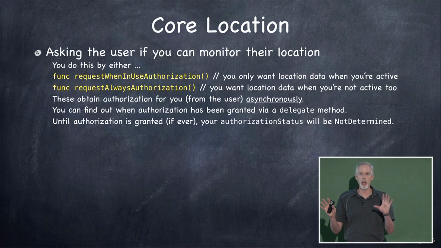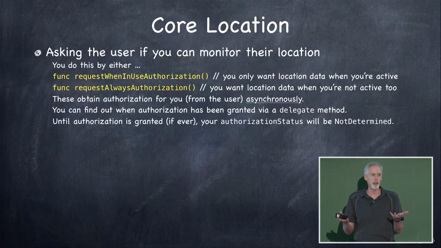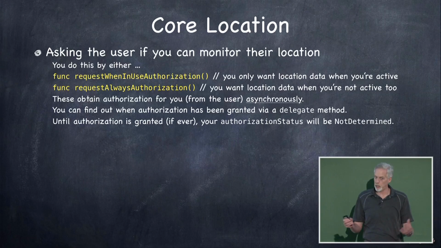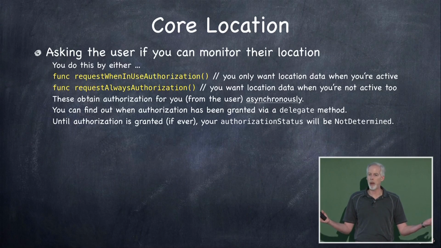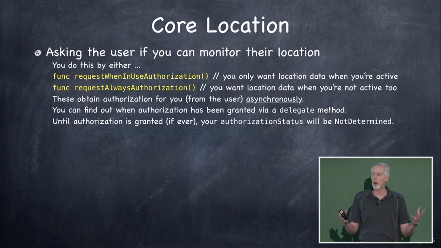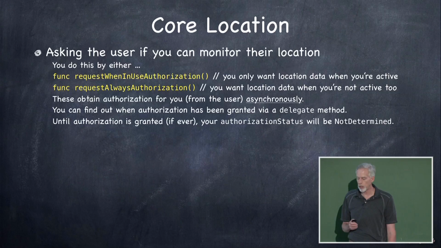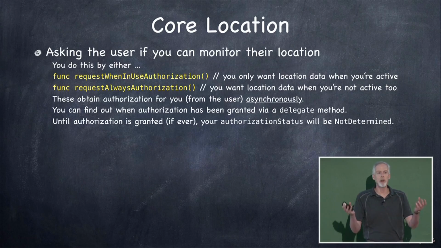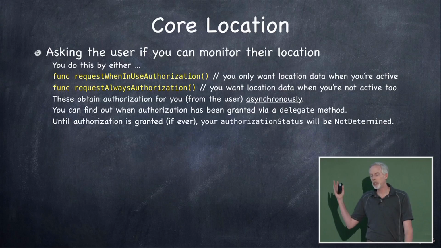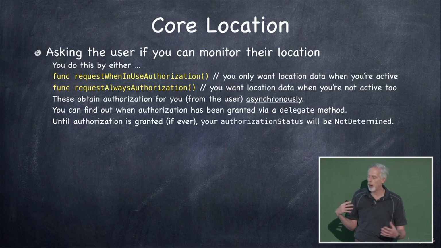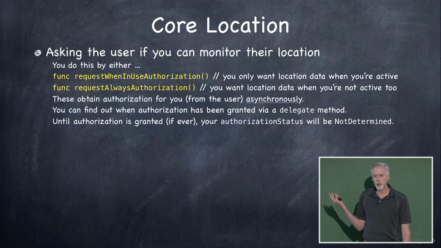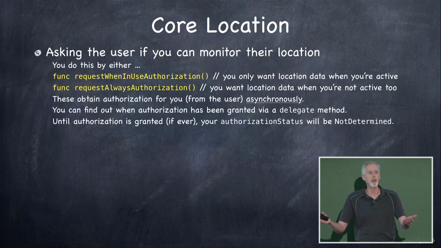Users are fairly comfortable with that level of authorization because they know when you're getting their location. Always authorization is you can get their location anytime, even in the background. And that's very invasive of their privacy. So a lot of users won't do this. They won't give you that authorization. Okay? So the system might be putting up an alert asking the user if it's okay. They're checking in their settings to see what settings are there, things like that. So that's why it's asynchronous. Eventually, a delegate method will be called saying, okay, here's your authorization status. It was denied, or it was allowed.